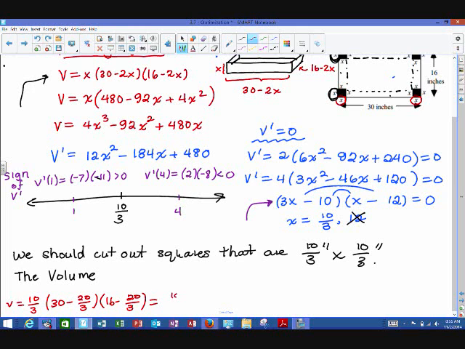And then we can proceed to get common denominators. 30 minus 20 thirds would be 90 thirds minus 20 thirds. 16 with a common denominator of 3 would be 48 minus 20 all over 3. And then we have 10 thirds times 70 thirds times 28 thirds. And we have kind of a mess here on our hands. We have quite a bit of things here that we're going to have to multiply together. And let's see, we'd have 28 times 10.